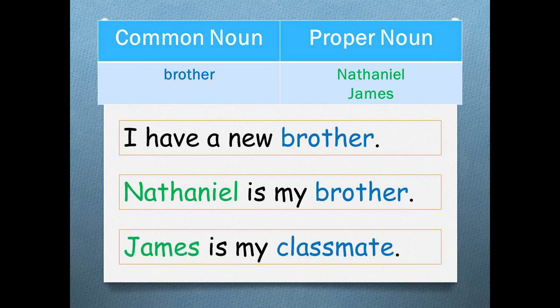James is my classmate. James is another example of a proper noun. It's a specific name of a person. The word classmate in this sentence is a common noun. It refers to a person, but it doesn't give a specific name.